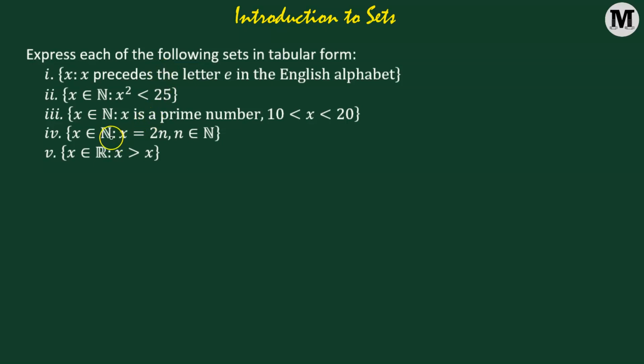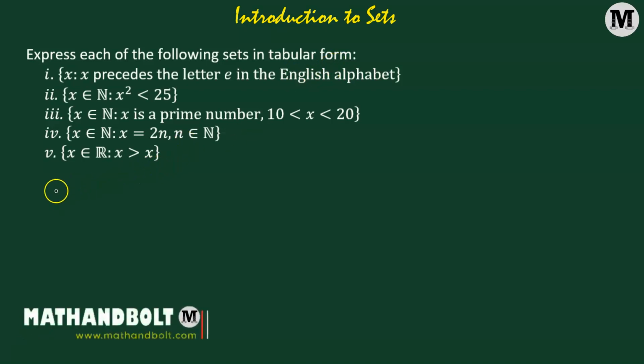So here we have a couple of problems. These are sets which are expressed in the set builder form, and we need to express each of them in the tabular form. The tabular form means we have to list out the individual elements of each of the given set. We'll start with 1.